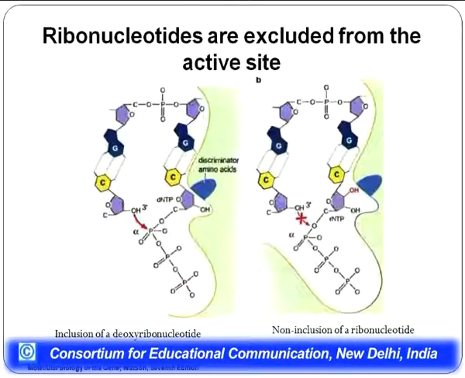faces another problem, that is presence of similar molecules, namely ribonucleotides, which are used in the formation of RNA. Now, these molecules are similar in structure to dNTPs, deoxyribonucleotide triphosphate, except that the ribose sugar in rNTPs has an extra OH group. Now, the dNTP can fit properly into the active site and reaction can take place.